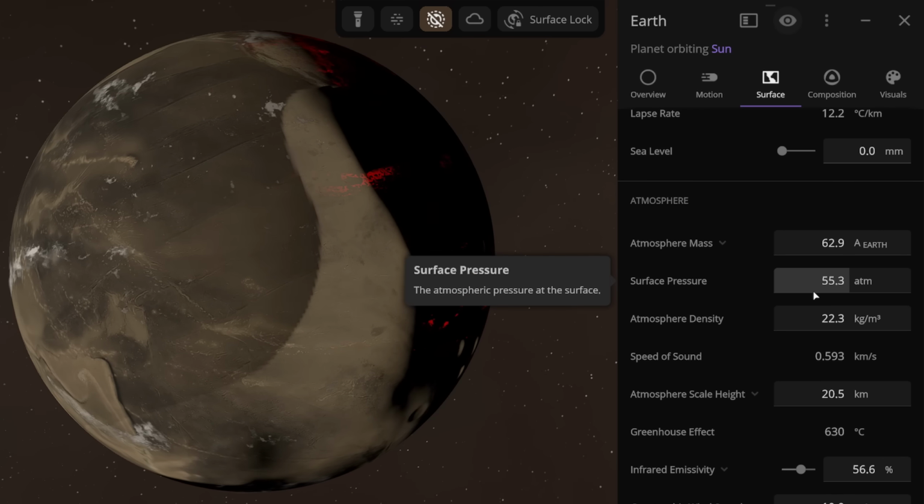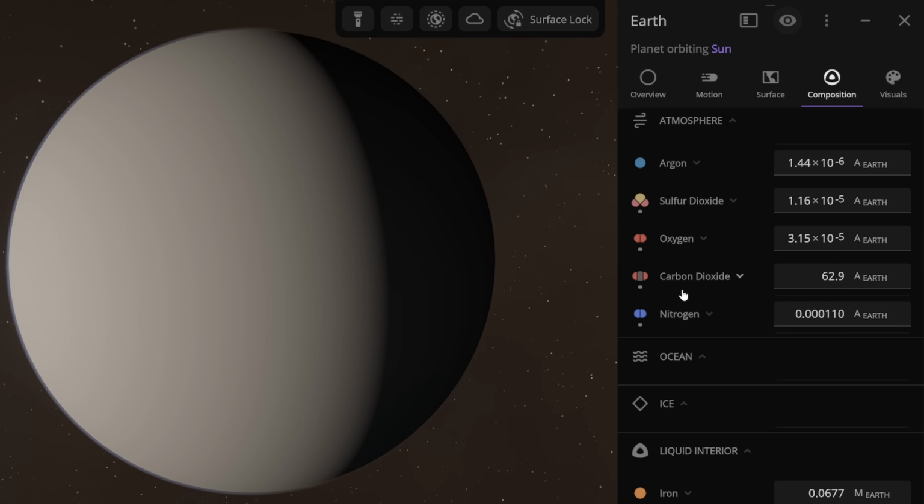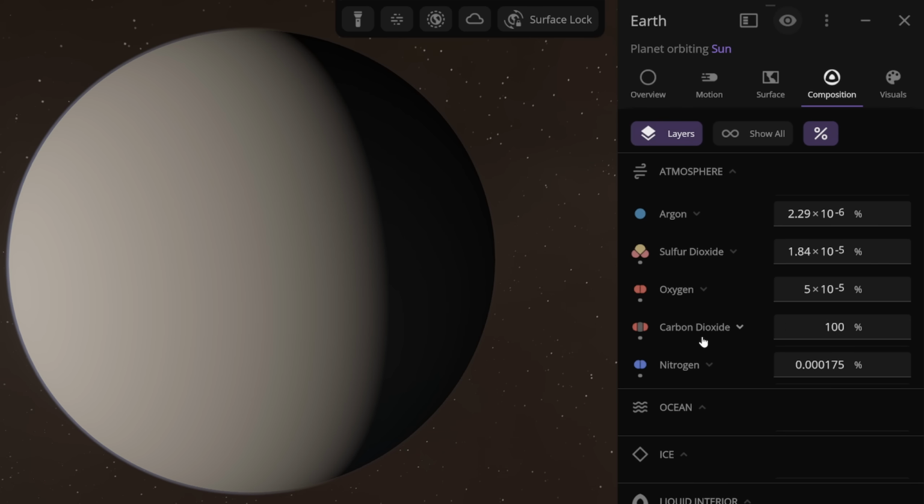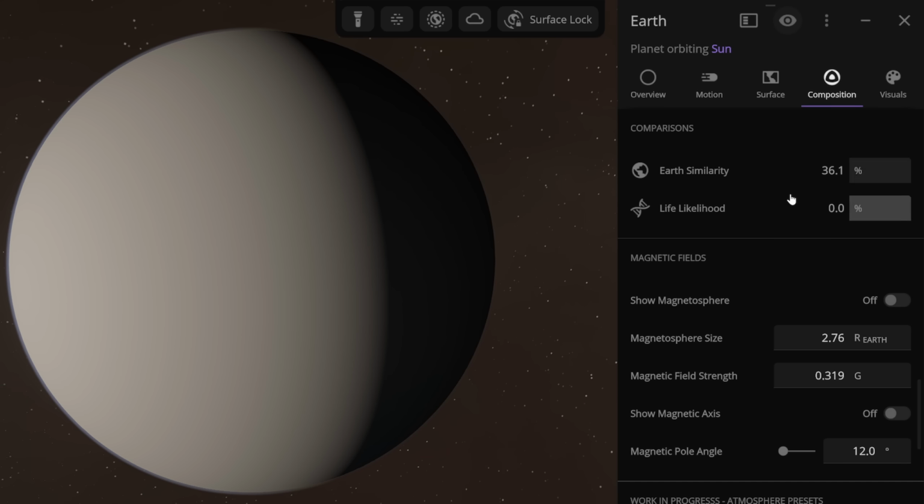The pressure is lower this time, 55 atmospheres. Now I'll turn on the atmosphere, and it's mostly carbon dioxide, almost 63 Earth atmospheres. If you switch to percentages here, it turns out that carbon dioxide makes up 100% of the atmosphere. Unbelievable! This time there's no water on Earth left, and there's no chance of life on an Earth like this.